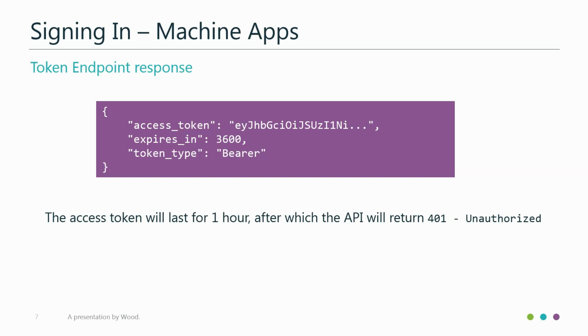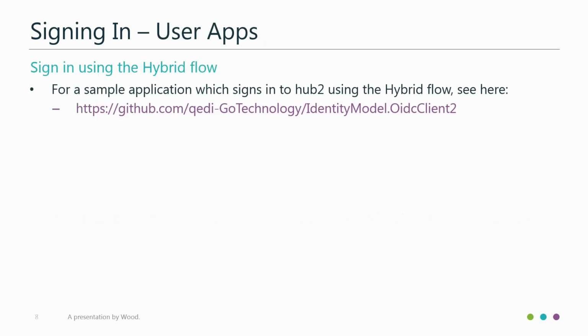If you're signing in as a user app, the workflow is a little different. In that situation, the client itself isn't authenticating, it's the user that's authenticating. So it's a little bit more complicated, so I've not shown it here. But basically, you can look it up, and there's plenty of documentation online. We use the hybrid workflow of OpenID Connect.